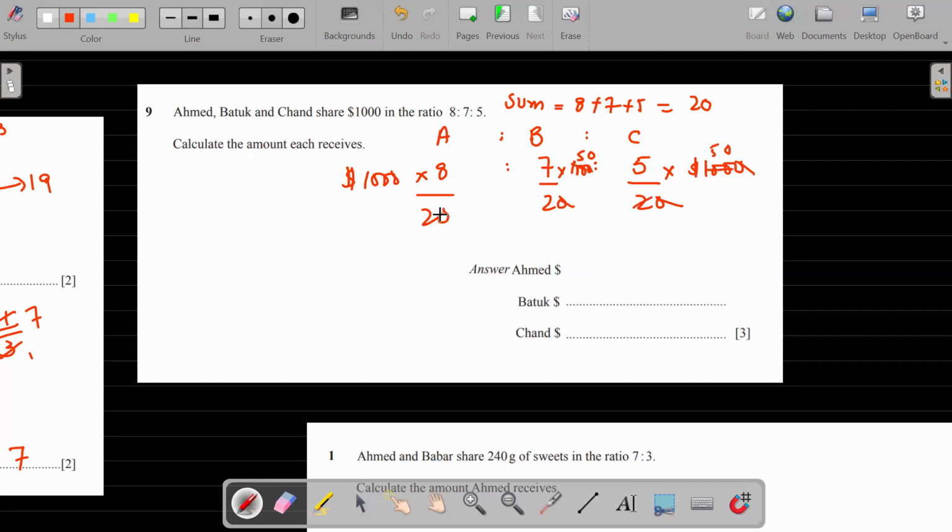It's going to be the same 50. Now it says, what is Ahmed's share? Ahmed's share is 50 times 8. Fatma, do that. 50 times 8 is 400, $400. And 50 times 7 is $350. And 5 times 50 is $50. That is the share for that.